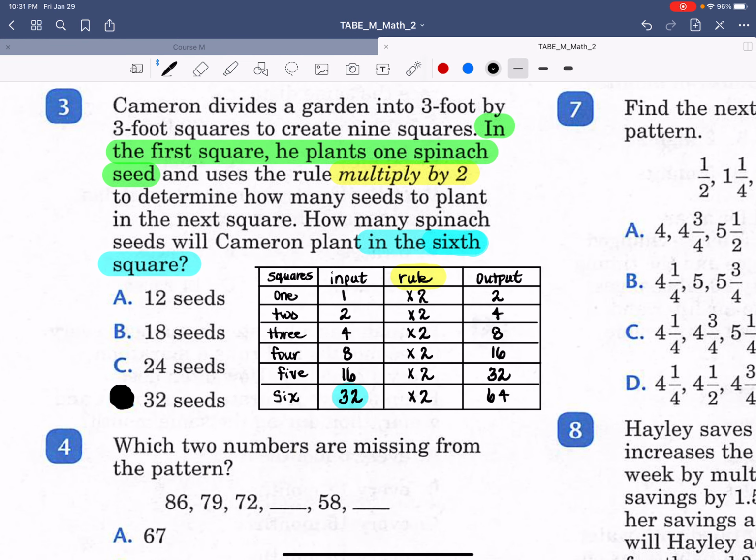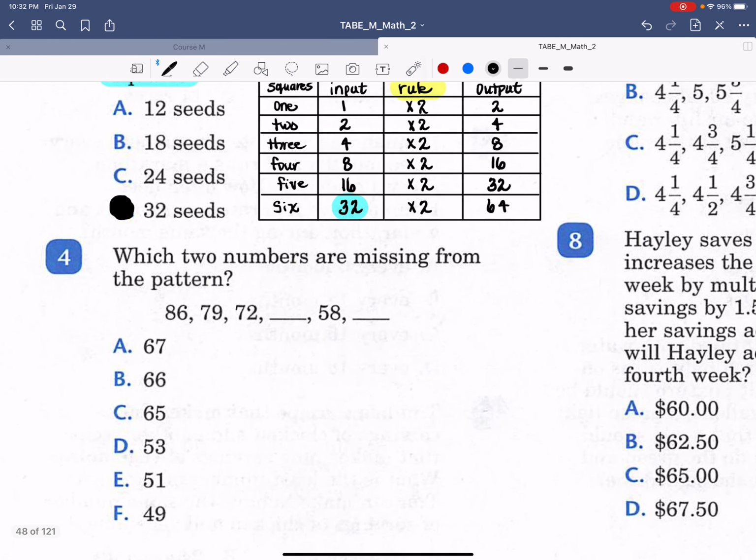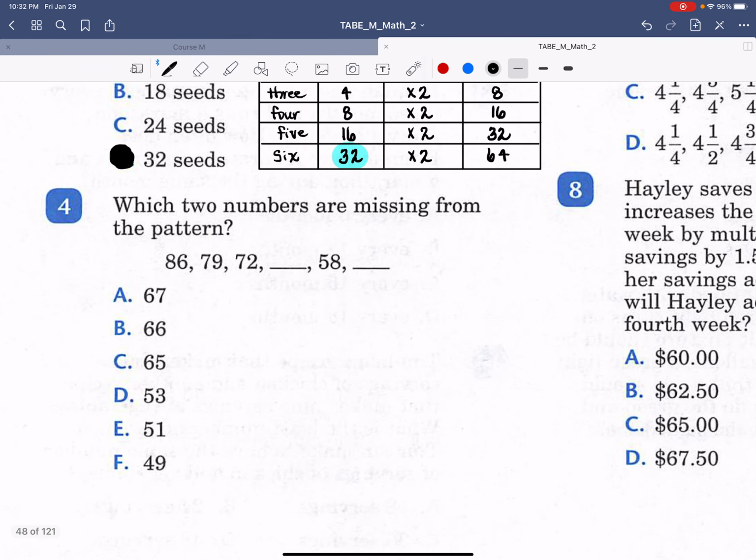That seems like a lot of seeds for a 3 foot by 3 foot square. But I don't plant spinach, so I don't know. I don't eat spinach either. I like it raw, but not cooked.